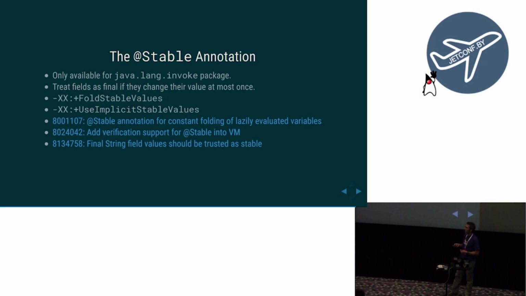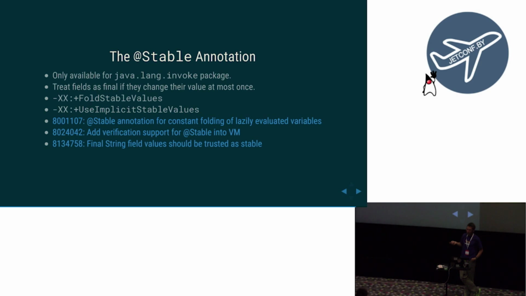But from the design of the lambda, from the design of the invoke dynamic library, it's clear that these fields can only be initialized once. So inside the java.lang.invoke package, there is an annotation called @Stable. Because it's in java.lang.invoke, it's protected and can only be used inside that package, and it's used there heavily. And all fields annotated with this Stable annotation are treated by the JIT compiler like static final fields. So they are optimized like constants.